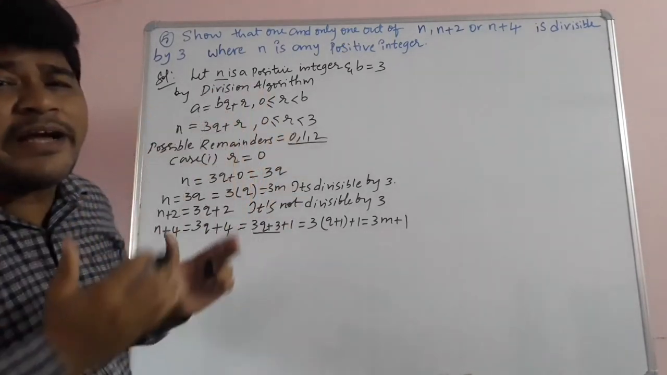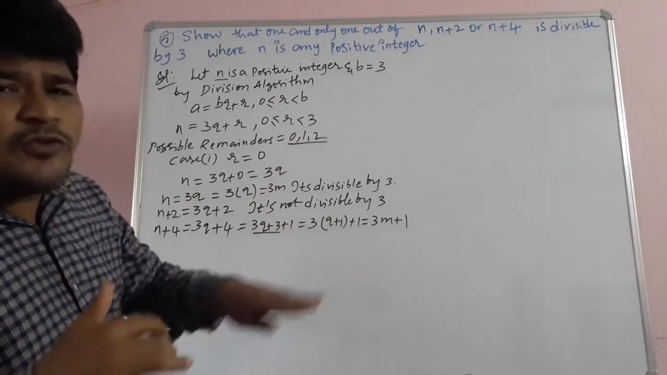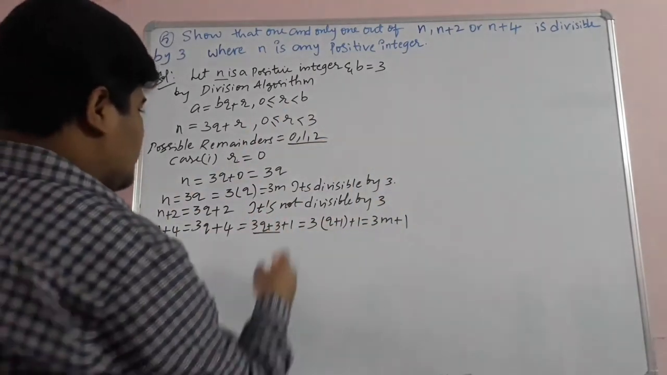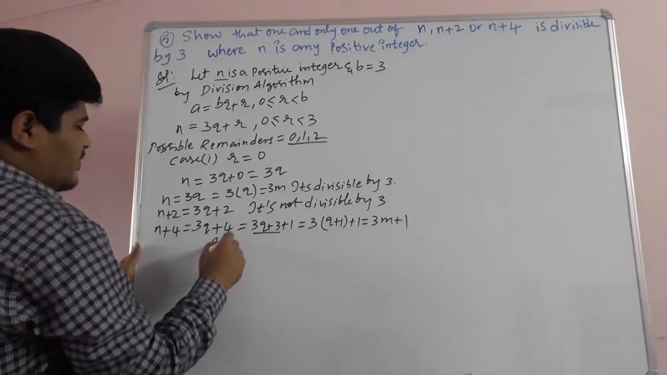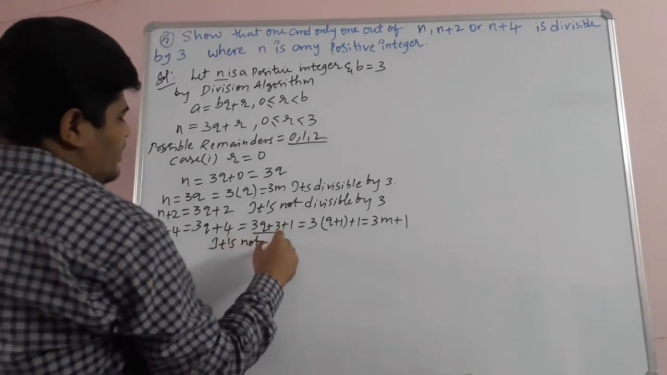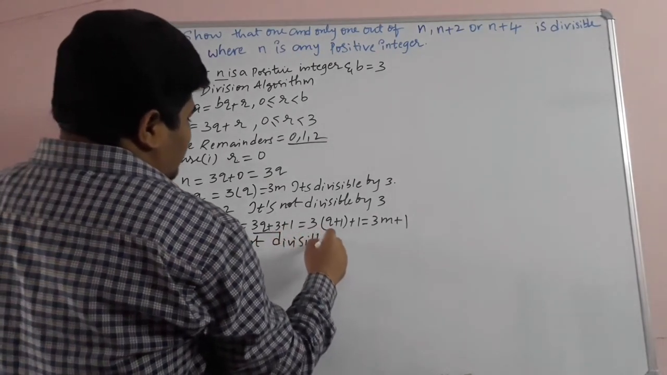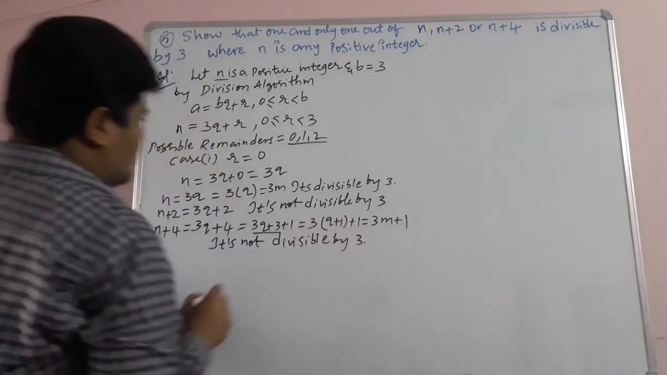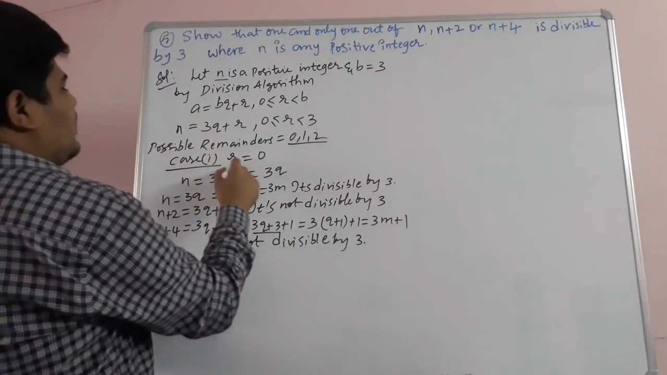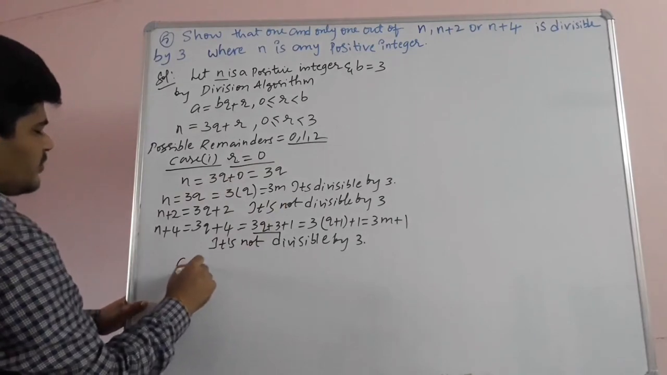Everything must be inside of the brackets. Okay, so 3 into something plus 1, it's not divisible by 3. So you can write here, it's not divisible by 3. Now children, case 1 is over. Now come to case 2.